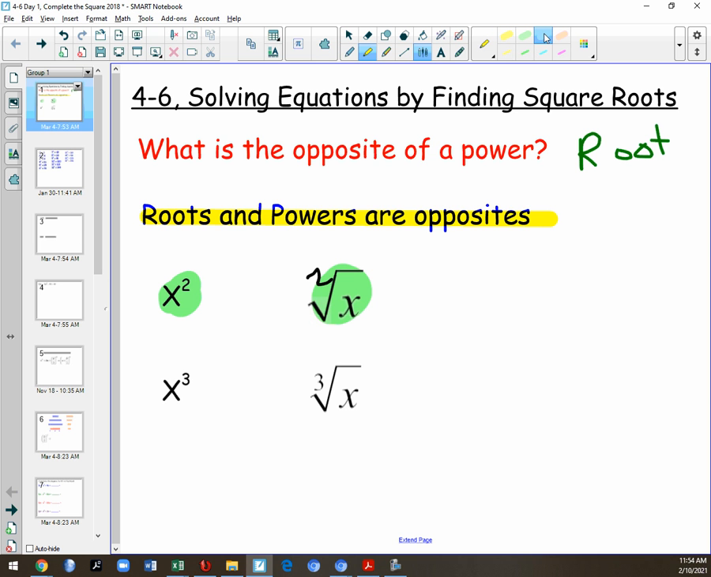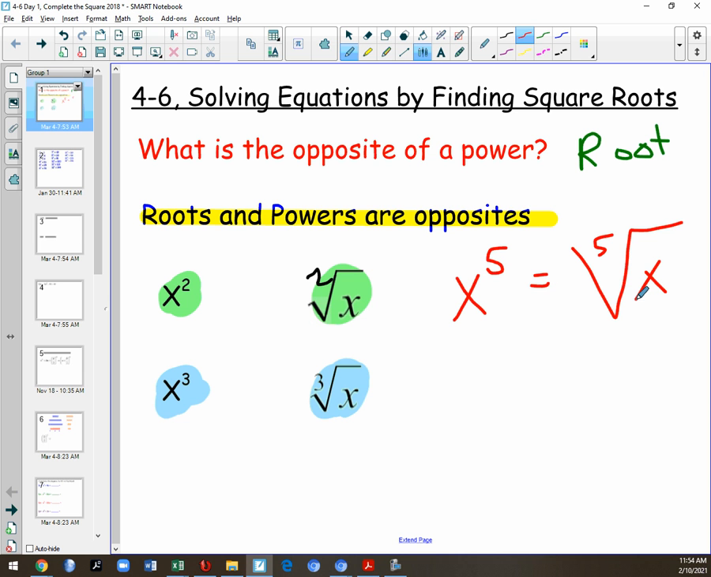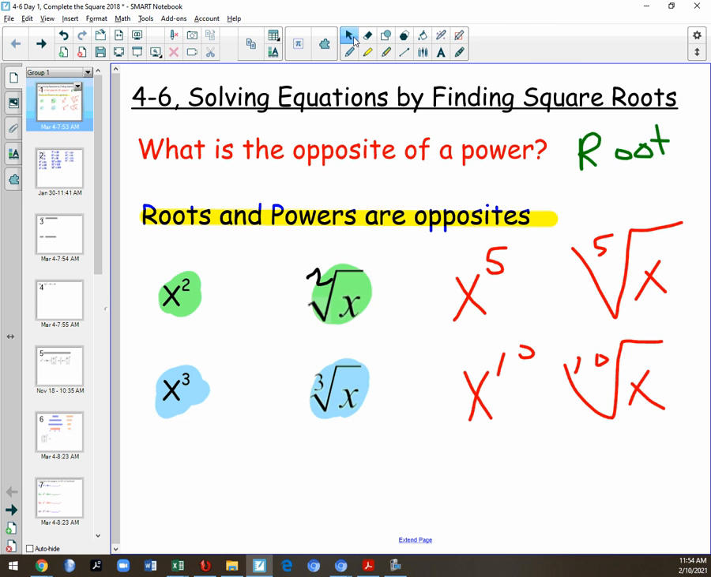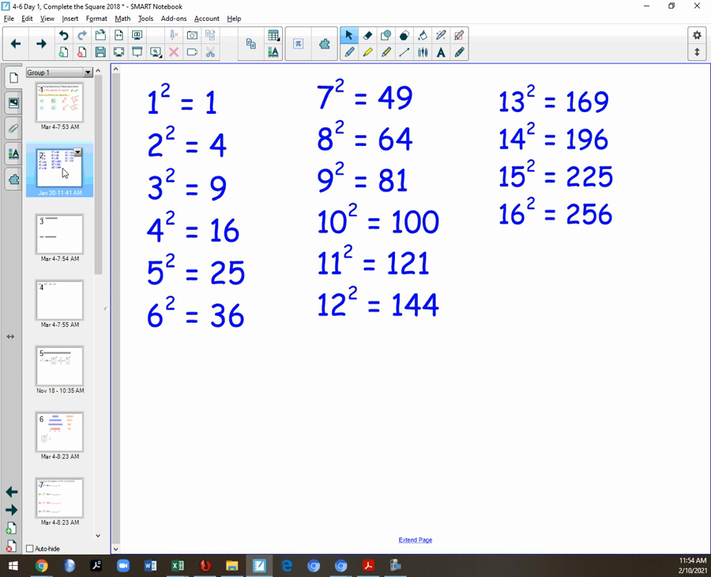Next, x cubed is the cube root. They are opposites of each other. So if I have x to the 5th, that's the same thing as the 5th root of x. X to the 10th, we're going to say that's the 10th root of x. They are opposites of each other, so we want to always make sure we're utilizing the opposites. I should not have equal there. Okay, so yesterday we talked about this.